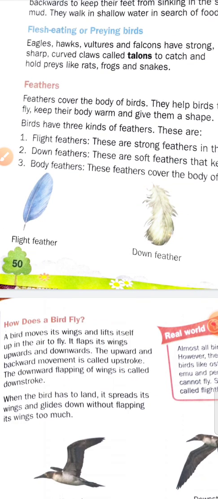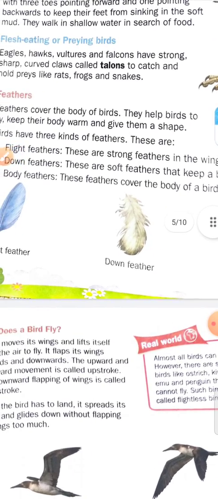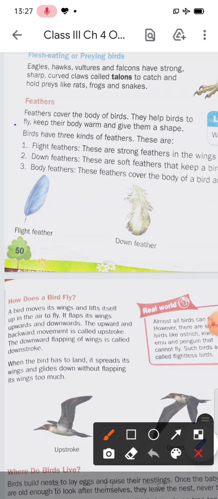Okay students, let's start. What is the function of the feathers in birds? Yes students, feathers cover the body of birds. They help the birds to fly, keep the body warm and give them a shape. So how many functions do the feathers have? Yes, first, they cover the body of the birds, second, they help birds to fly, keep their body warm, and give them a shape.